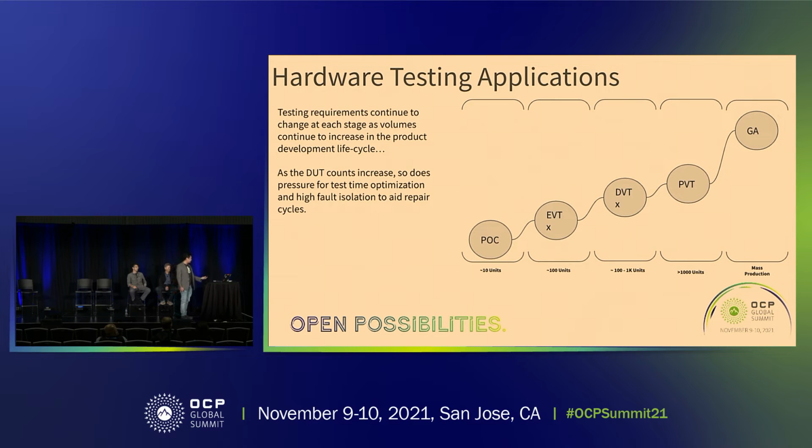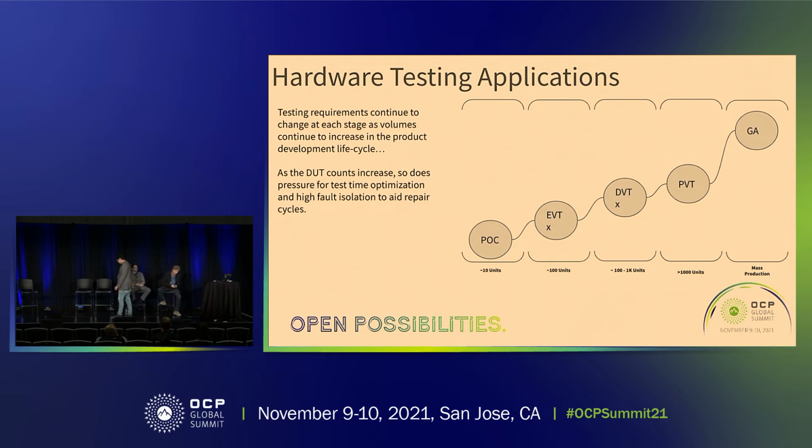Again, through the entire process, as the DUT count increases, so does the pressure for test time and fault isolation to aid the repair cycles. We really have to recognize that we are testing different equipment at different stages in the product lifecycle. At the beginning, we are looking at chip-level testing. We evolve to maybe power bring-up at EVT. We look at different things at DVT. And by the time we get to the DC level, we're looking at field-replaceable components. That's a completely different ballgame from the initial chip stage. And with that, I will pass the baton to my colleague, Dan.